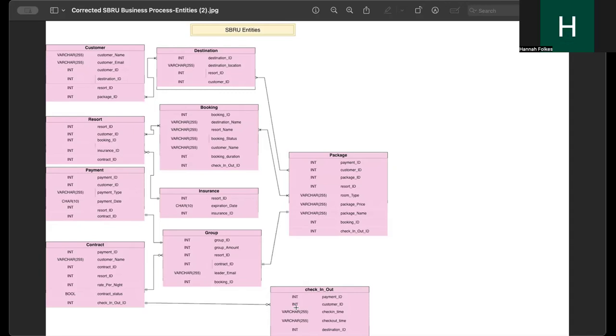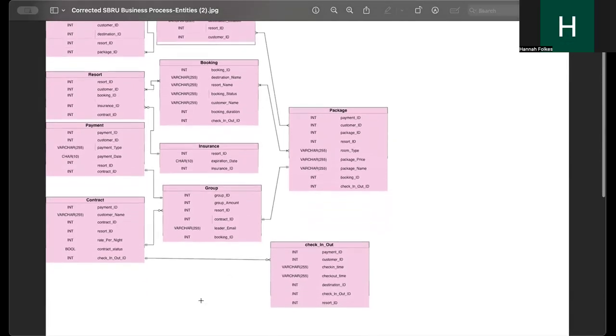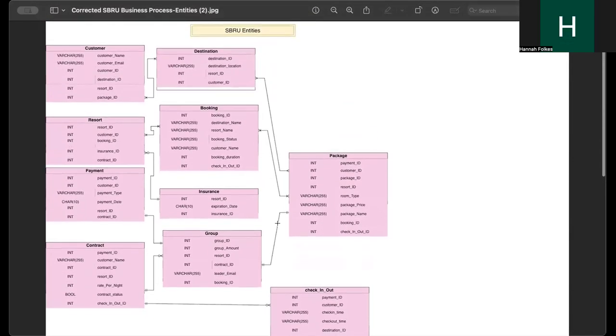Then we have the contract to check-in and check-out times, where it's one contract, which follows a one-to-many relationship because there can only be one contract for each customer or each group. And there are several different check-in and check-out times that a customer can choose to check into or check out of the hotel that they're staying at.